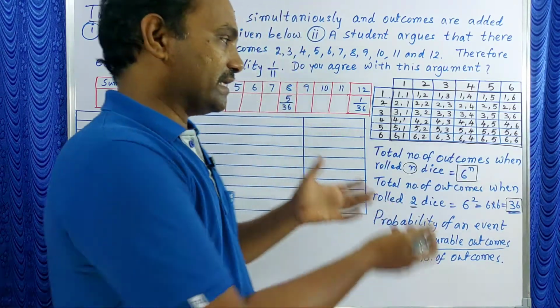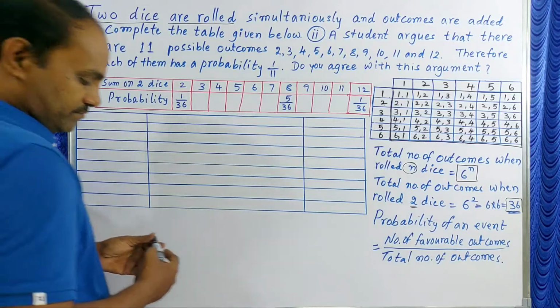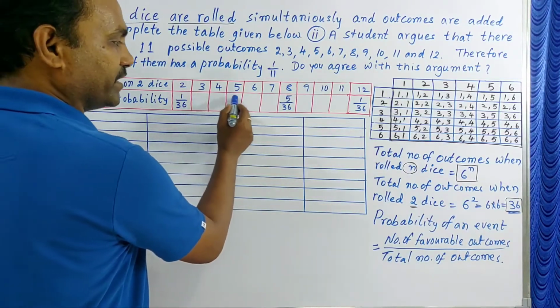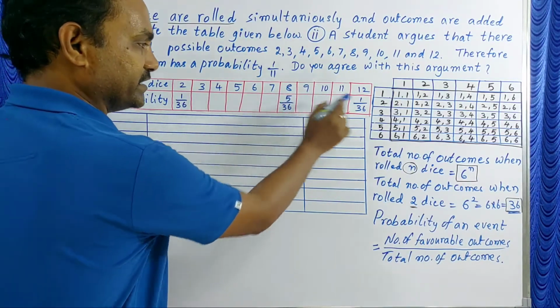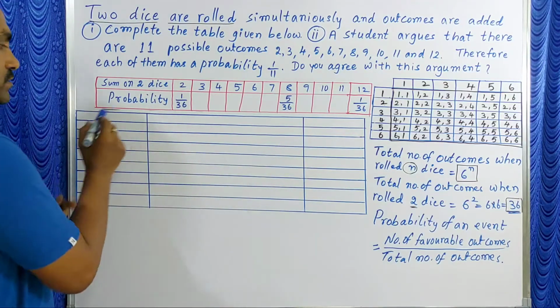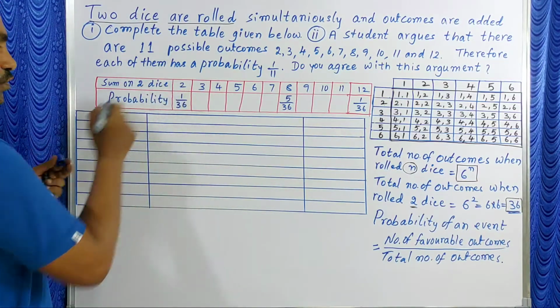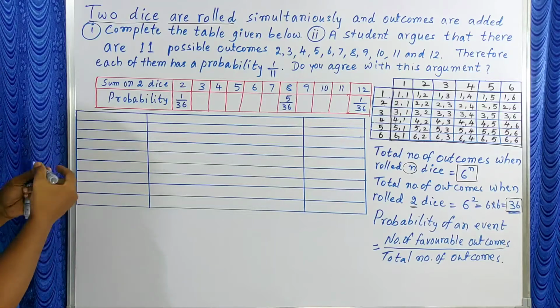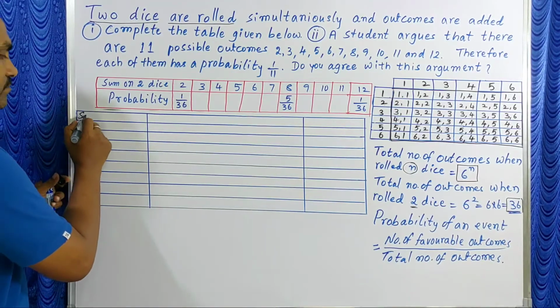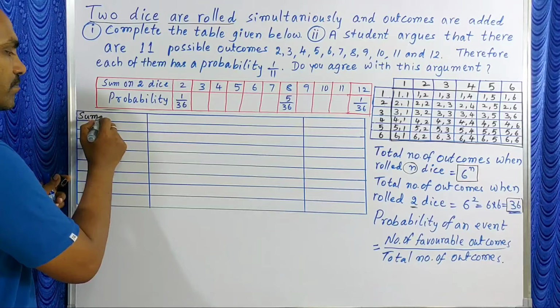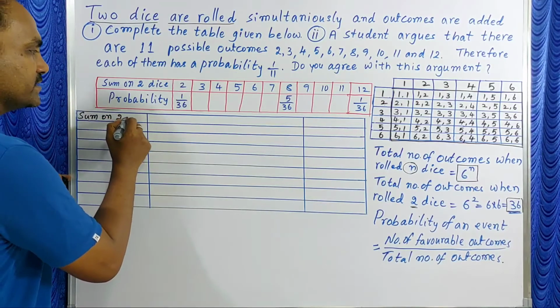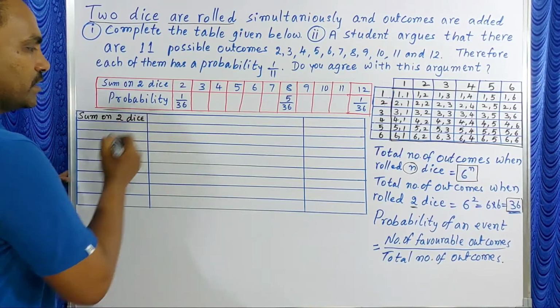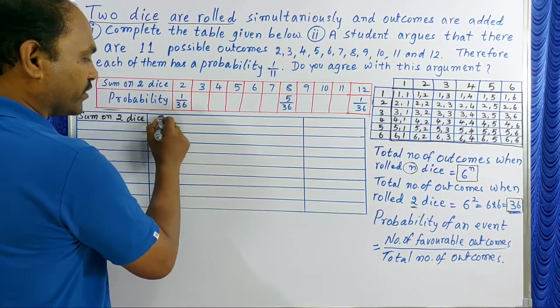Okay. Now let us check the question there. We should complete these empty places only, no need to write these. Okay. Now sum on 2 dice. That's why I will write here sum on 2 dice. Next one, favorable outcomes.